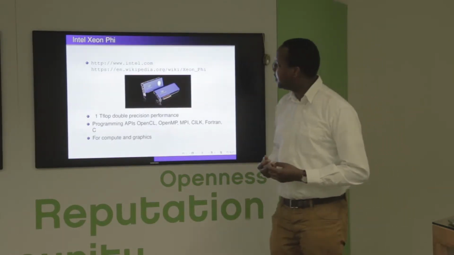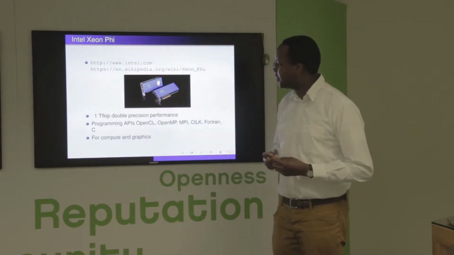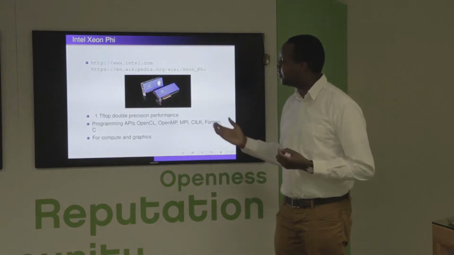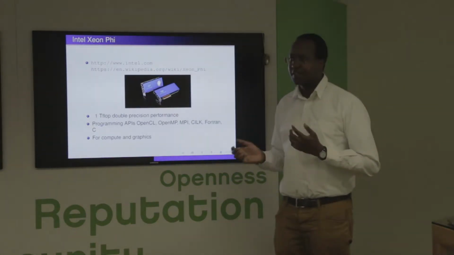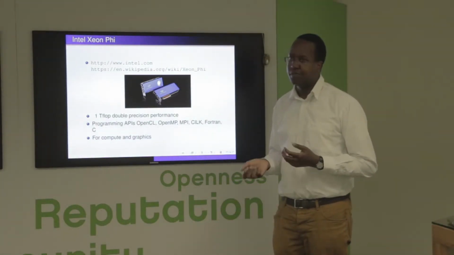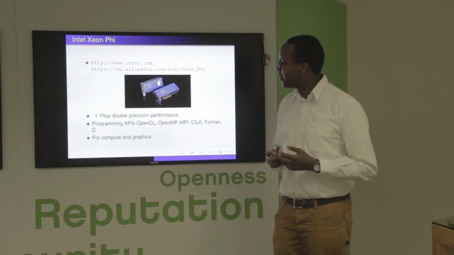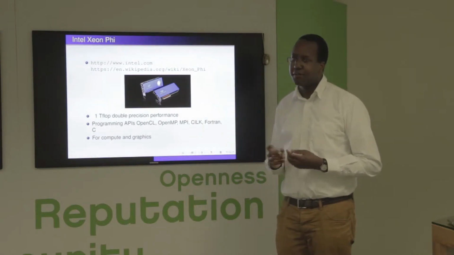Intel Xeon Phi. Again, also about a teraflop of double precision performance. For scientific computing, the double precision is quite important. For graphics, it's not so important. So you'll find that for some GPUs, you get much higher performance with single precision compared to double. For the compute-related ones, it's usually about a factor of 2 difference.